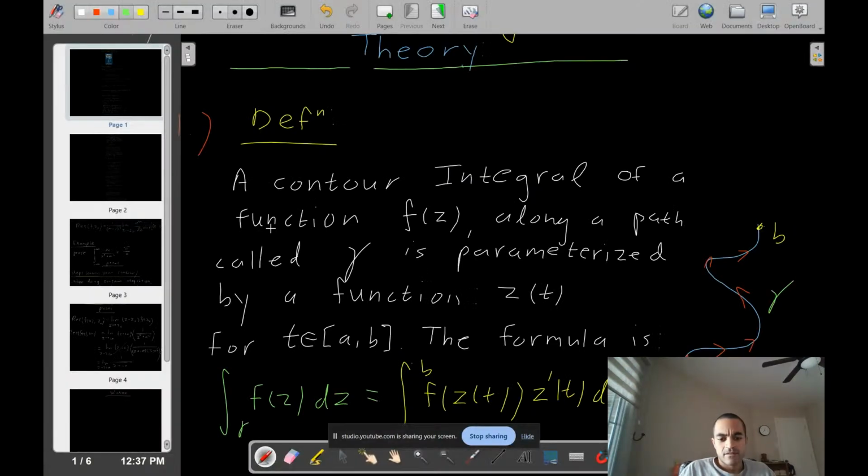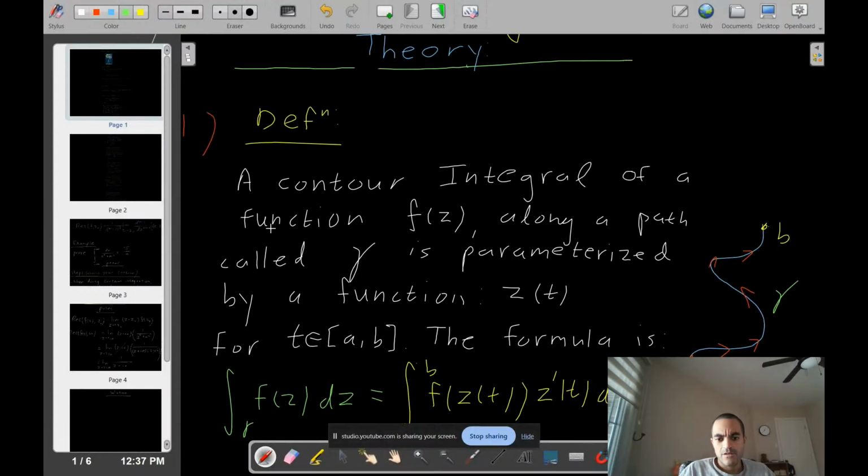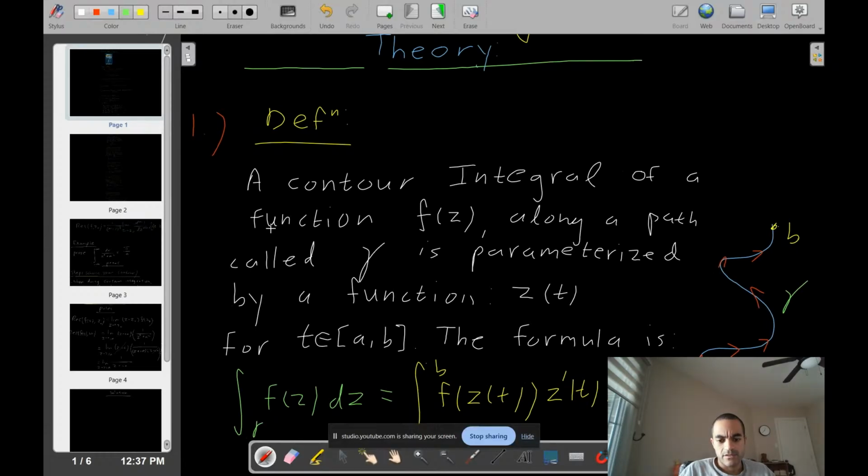Okay, so we've defined what a contour integral is. Okay, so let's get to page 2.